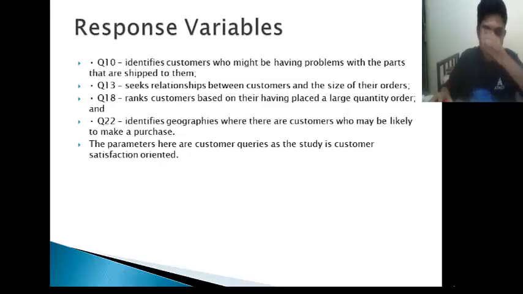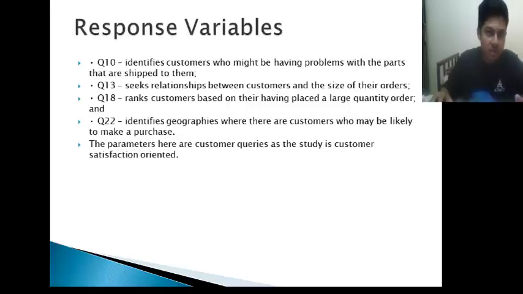The response variables in this case all depend on customer satisfaction. So they are in this form. Q10 identifies customers who might be having problems with parts that are shipped to them. Q13 seeks the relationship between customers and the size of their orders. Q18 ranks customers based on their having placed a large quantity order. And Q22 identifies geographies where there are customers who may be likely to make a purchase.